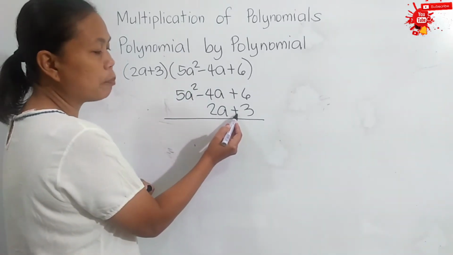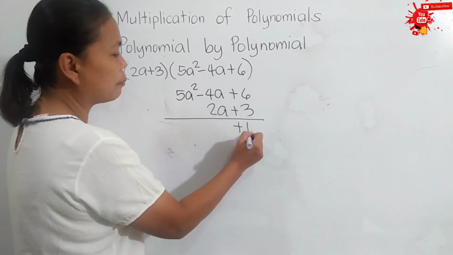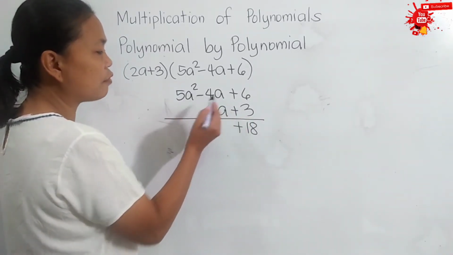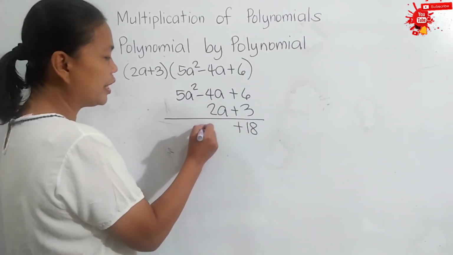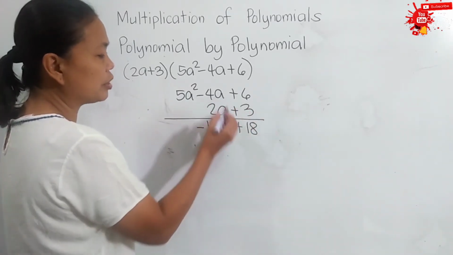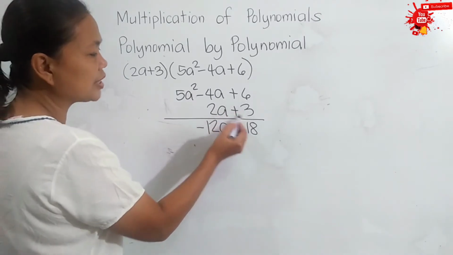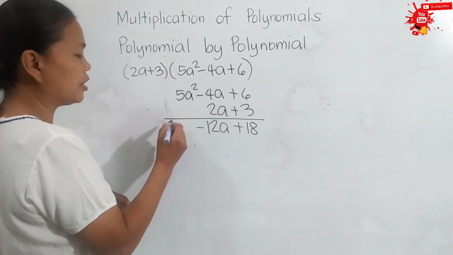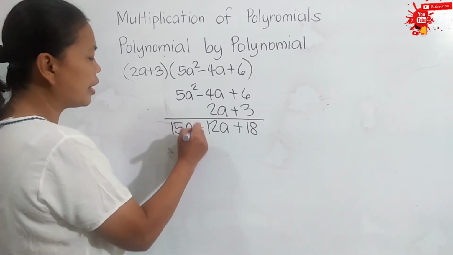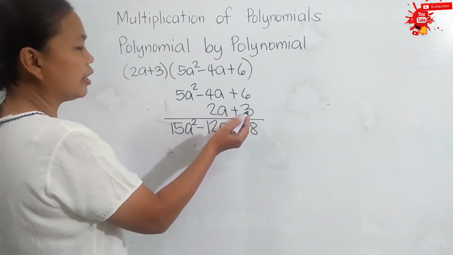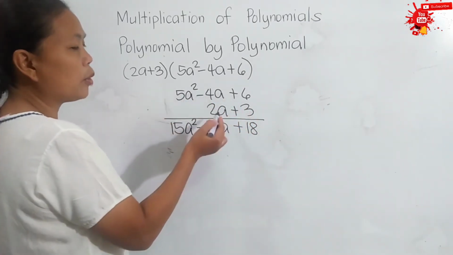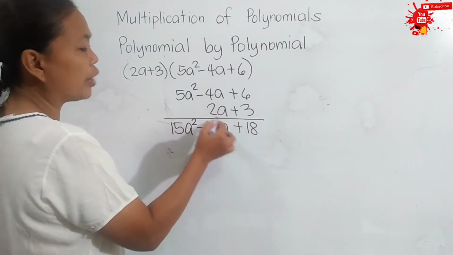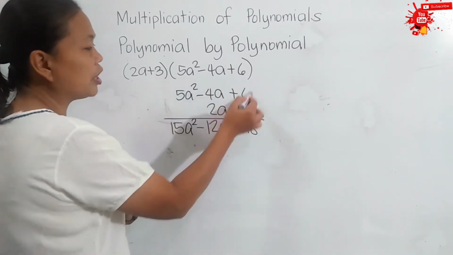So we have here, again, positive 3 times positive 6. So we have positive 18. So take note of the sign. Then we have here positive 3 times negative 4a. So positive 3 times negative 4 is negative 12. Since we don't have a here, so we just copy a. Then again, positive 3 times positive 5a squared. So positive 3 times positive 5 is positive 15. Then we will just copy a squared. Now, we are done with distributing positive 3 to each term of the polynomial on the upper part of the vertical method. Then, next, we will multiply 2a to each term of this polynomial on the upper part.